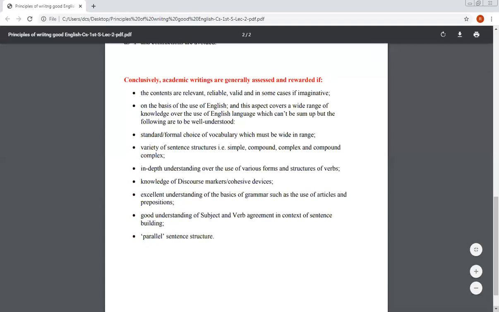Standard formal choice of vocabulary is one of them, and this must be wide in range. Now see the number of words, how can you increase it? The only remedy is you have to read as much as possible. Every now and then you must read something in English. And every day you might come across new words, just locate their meaning in a dictionary.